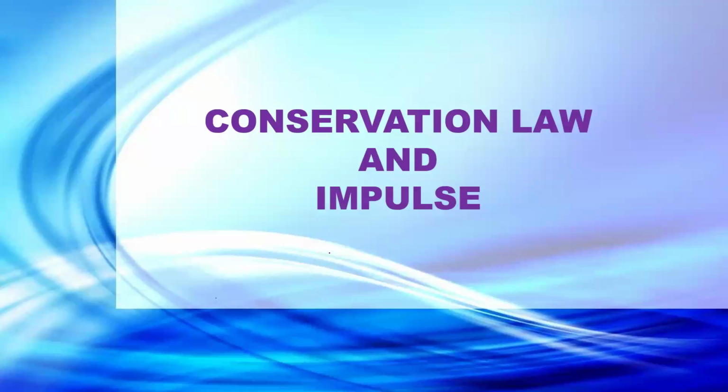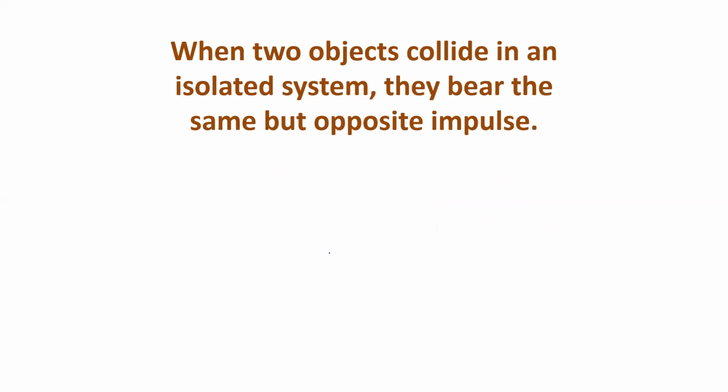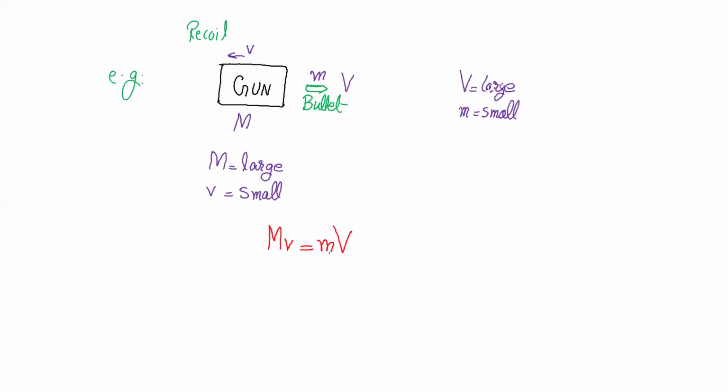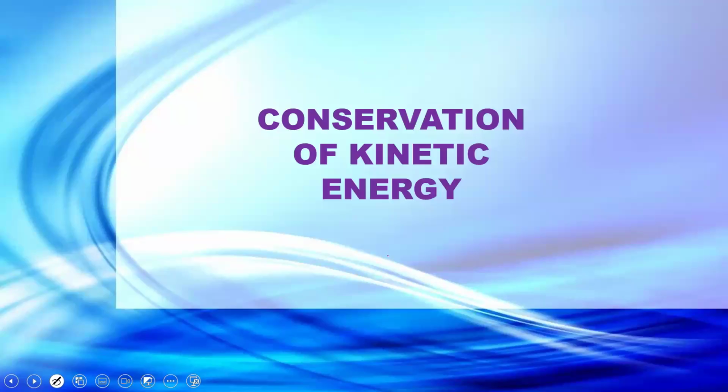Now, conservation law and impulse. We have already discussed this MCQ. When two objects collide in an isolated system, they bear the same but opposite impulse. So when you fire a gun, the bullet goes forward and the gun recoils. How do they get equal? They get equal because a bigger mass with smaller velocity and a smaller mass with bigger velocity get equated.